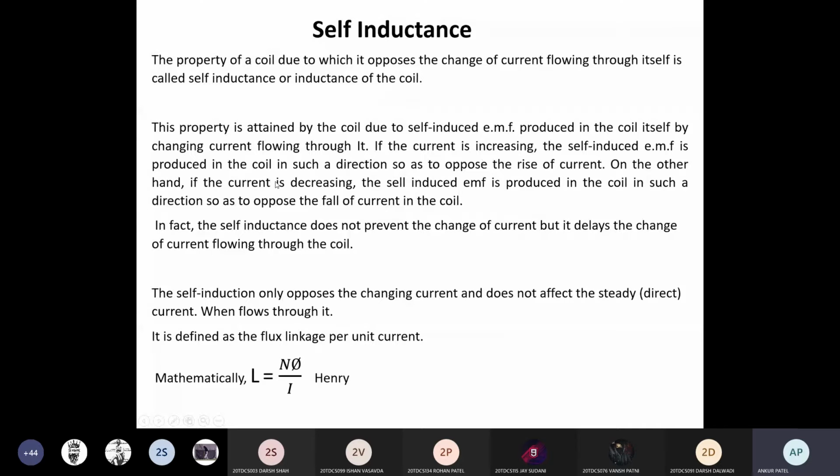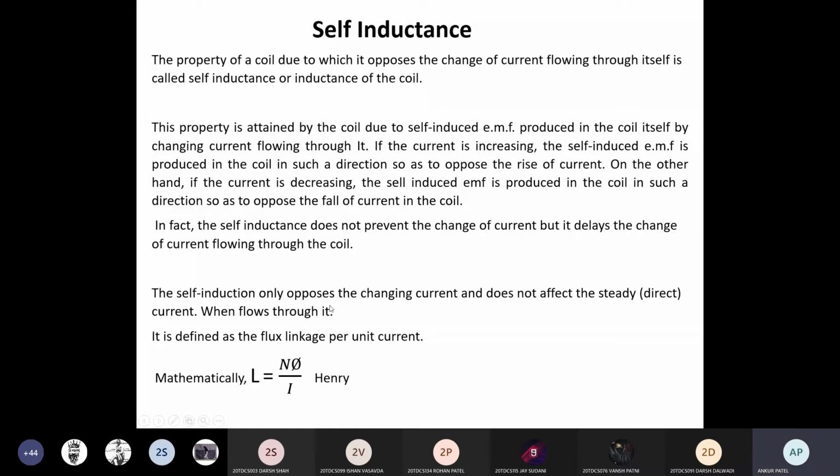On the other hand, if the current is decreasing, the self-induced EMF is produced in the coil in such a direction so as to oppose the fall of current in the coil. So there is a rise in the current and decay in the current for the inductance. Accordingly, it opposes the rise of current, or it opposes the fall of current, when current is rising or decaying in the circuit. In fact, the self-inductance does not prevent the change of current, but it delays the change of current flowing through the coil. It is not preventing, but it can delay the change of current flowing through the coil.